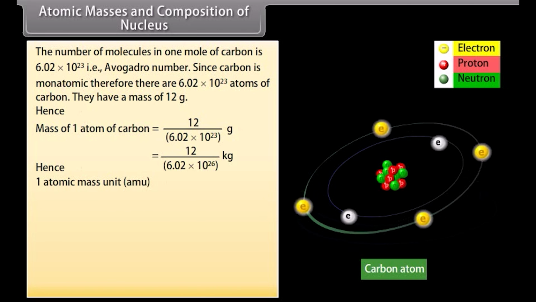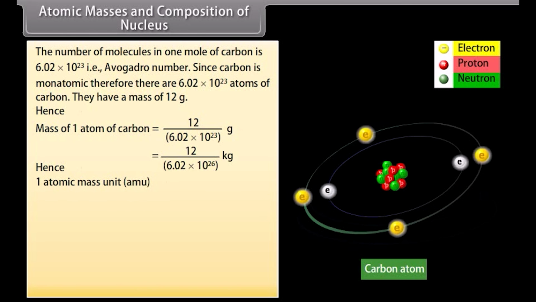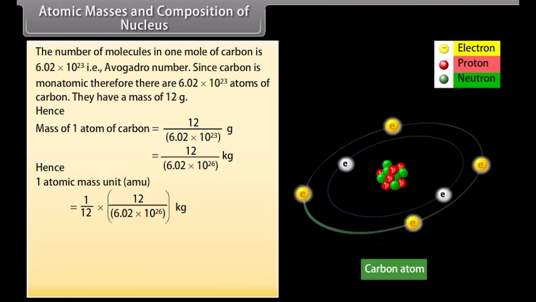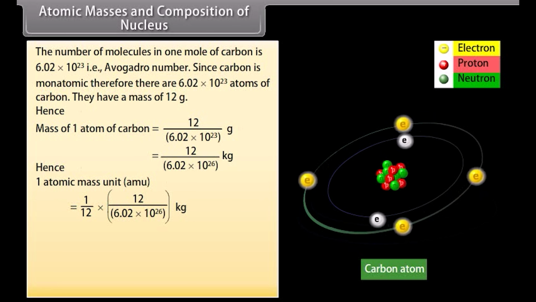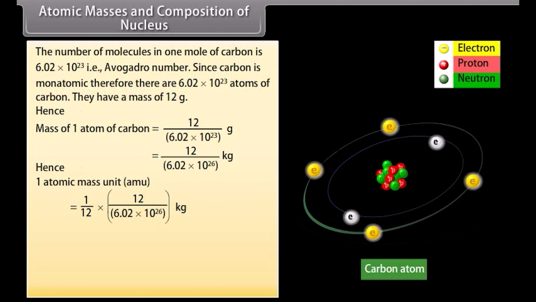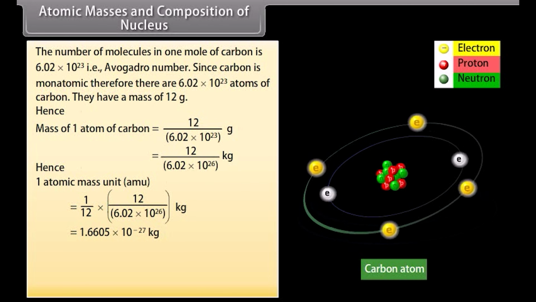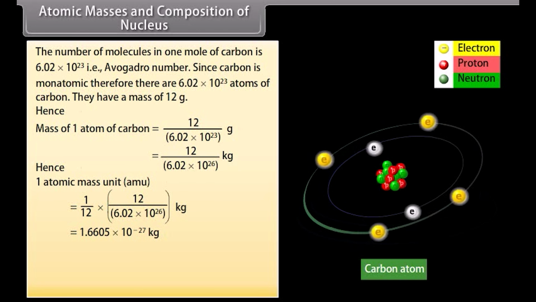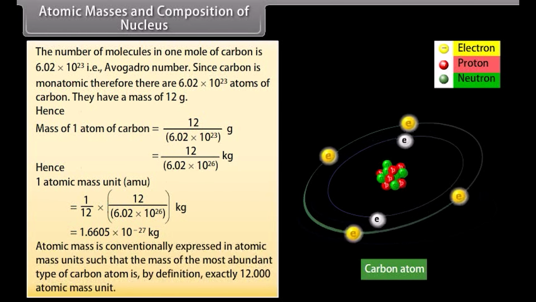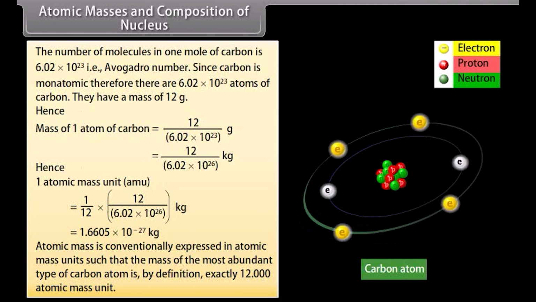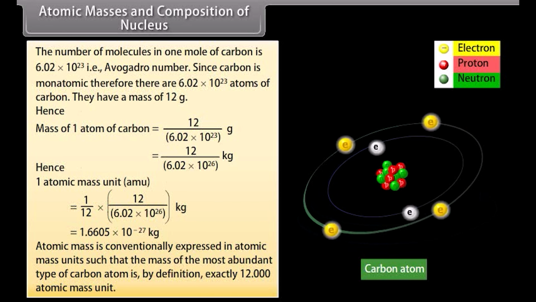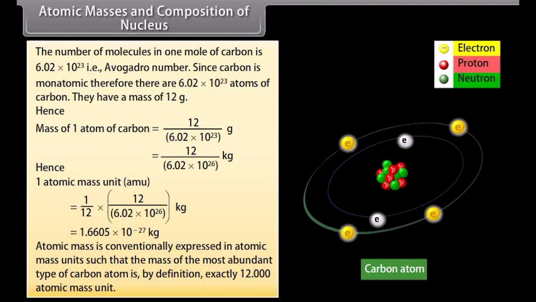Hence, 1 atomic mass unit, AMU, is equal to 1/12 × 12 / (6.02 × 10^26) kilogram, which is equal to 1.6605 × 10^-27 kilogram. Atomic mass is conventionally expressed in atomic mass units, such that the mass of the most abundant type of carbon atom is, by definition, exactly 12 atomic mass unit.